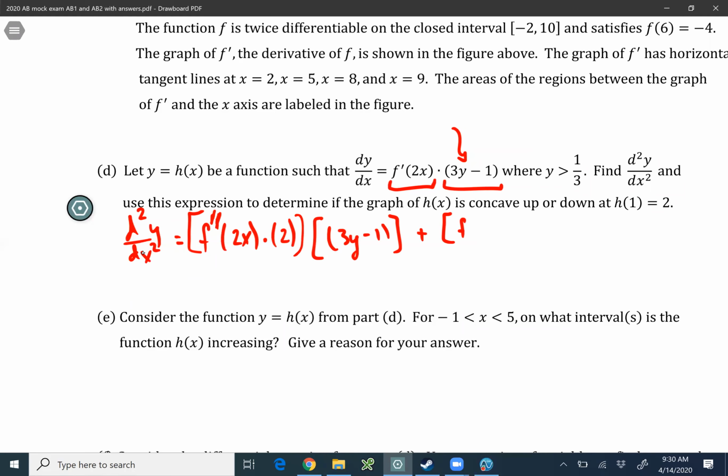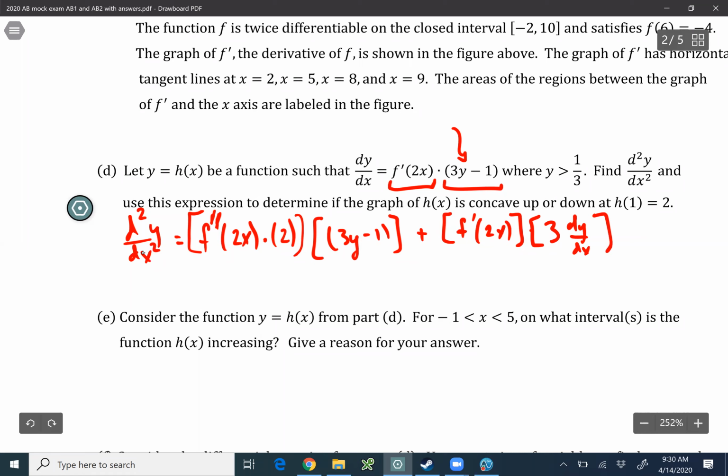Okay, then the second one, we're going to leave the first alone. So f prime of 2x is going to be left alone, and times the derivative of 3y, which will become 3 dy dx. Now, what is dy dx? It's this whole thing again.